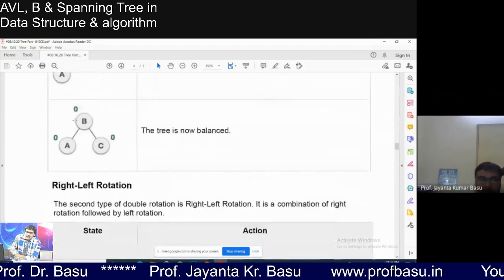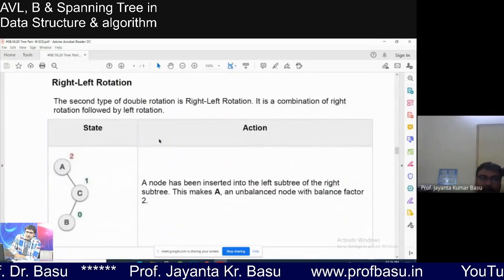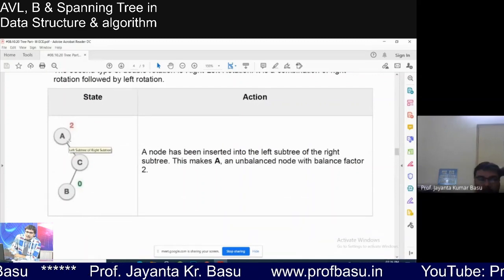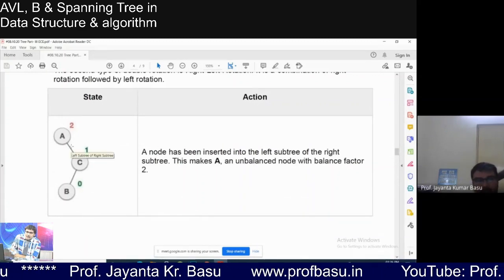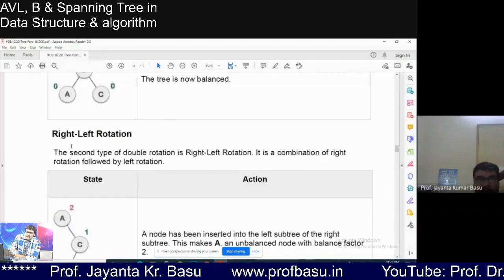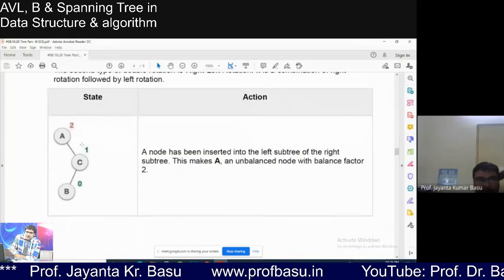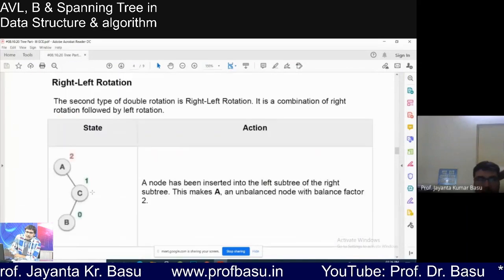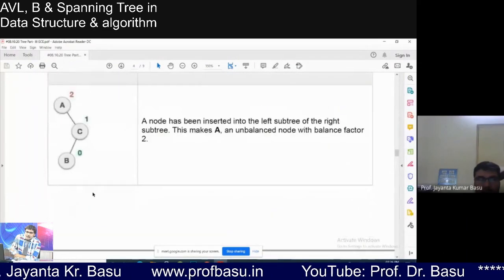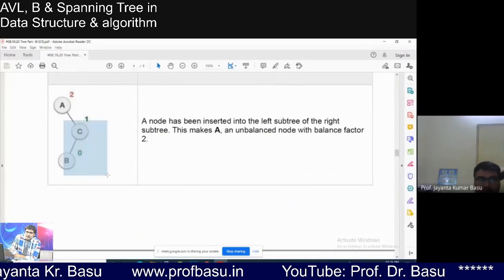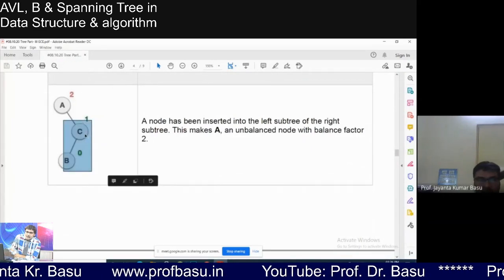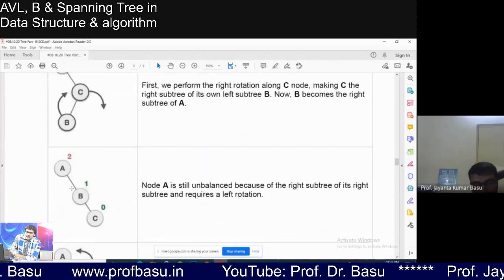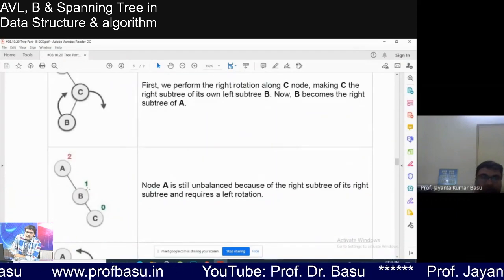Now right-left rotation is just the opposite. Considering an example, A makes the tree unbalanced, right? So for right-left, we first rotate to the right side. Just opposite of the previous diagram, we rotate this subtree to the right side. So C will come here and B will come here, and we will get this. Still it is unbalanced.